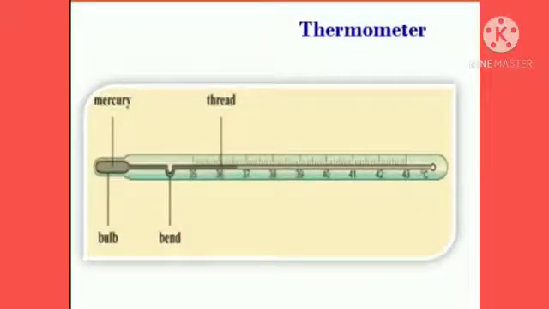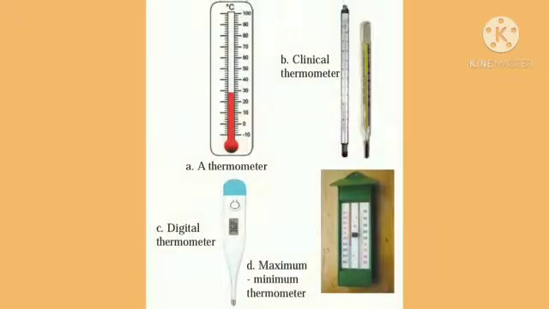Thermometer. You must have seen the thermometer that is used when someone at home has fever. That thermometer is called a clinical thermometer. Different thermometers are used for different purposes. Let us first learn about the working of a thermometer. There are 4 types of thermometer: the laboratory thermometer, clinical thermometer, digital thermometer and maximum minimum thermometer.